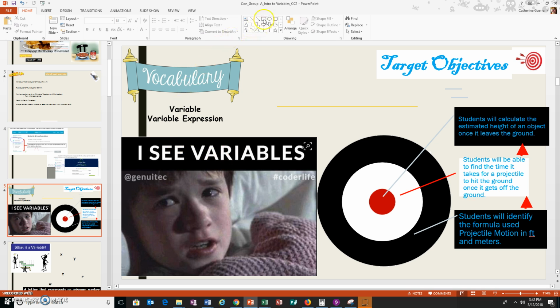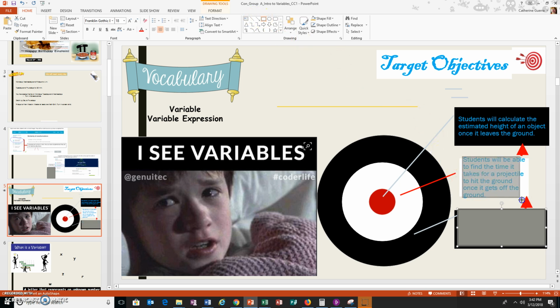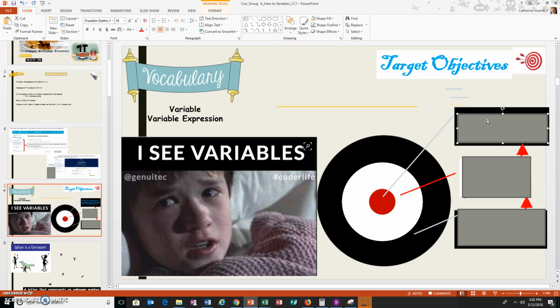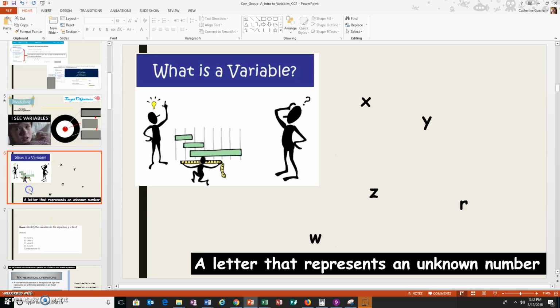So today we are going to be working on variables and variable expressions, and this is not our objective goals. I forgot to change those. But what I want you to do is you're going to be able to identify a variable and identify a variable expression, and also give the meanings of the variable expressions. So a variable is just a letter, okay? And so we use it to solve unknown numbers in algebraic expressions, equations, all of those kind of things.